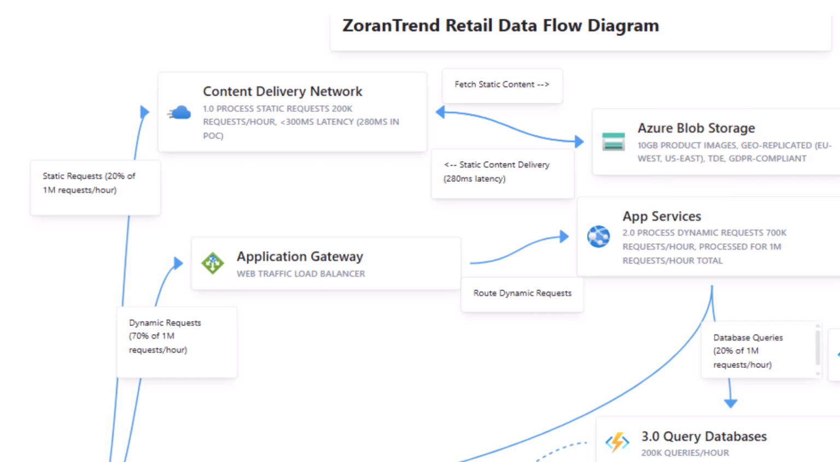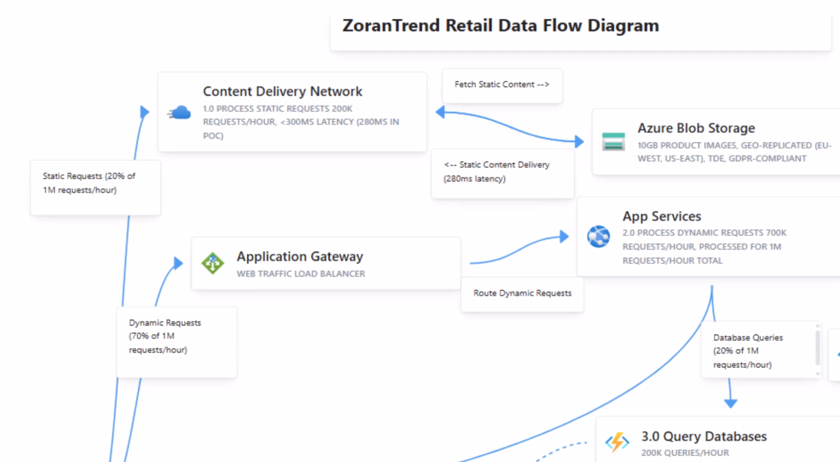The flow is labeled fetch static content, and Azure CDN delivers these static assets back to users in 280 milliseconds, as validated in our proof of concept, well within our target of under 300 milliseconds. This return flow is labeled static content delivery, 280 milliseconds latency.